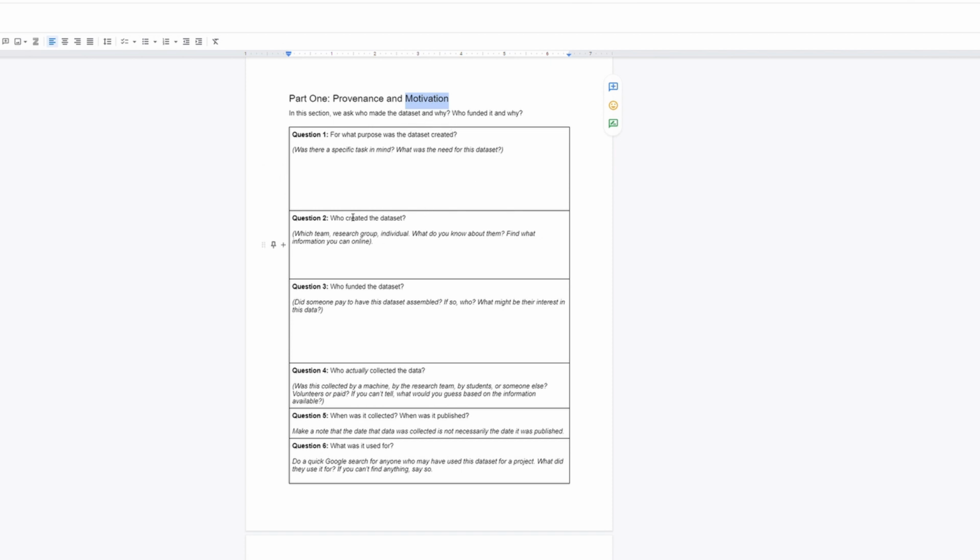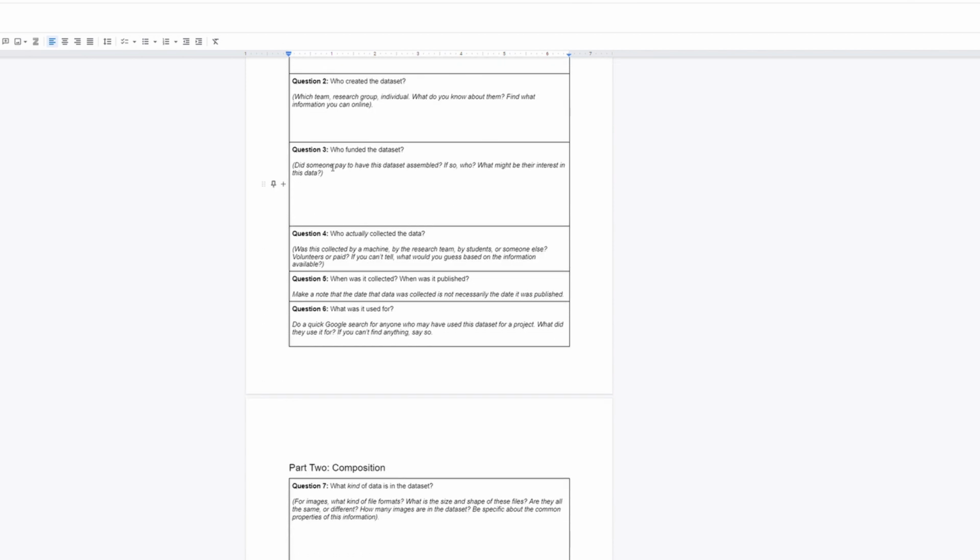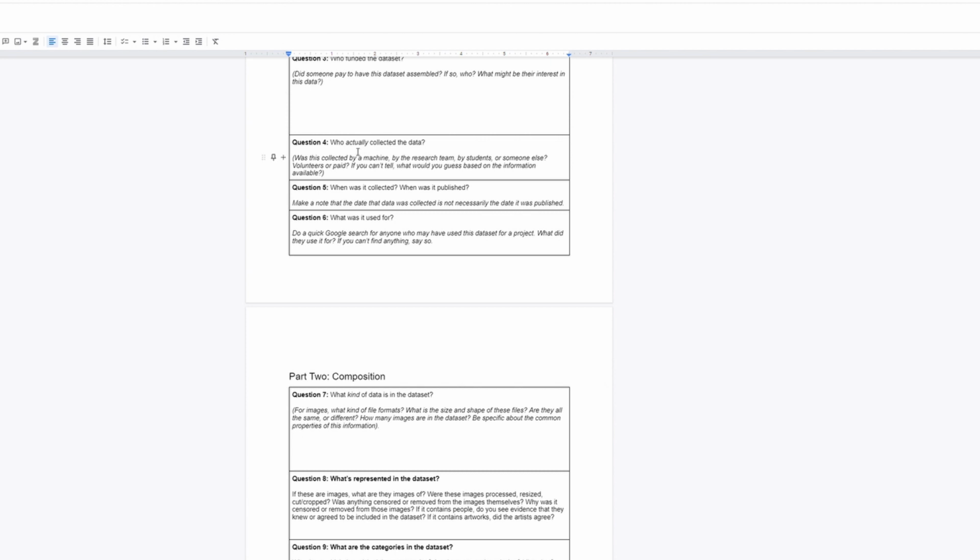Who created it? We have one individual's name. We don't know who funded it. We don't know what their interest in it was. More than likely, and again, this is a guess, this is a hunch, whoever created the data set probably funded it. It's probably not that robust a data set. Who actually collected the data? We don't know. Based on that data card, we don't actually know who collected the data. We don't know if it was a machine that scraped these images off the internet. We don't know if it was a research team. We don't know if this person is a student. We don't know this information. So we would have to say, we don't actually know. It's not clear.